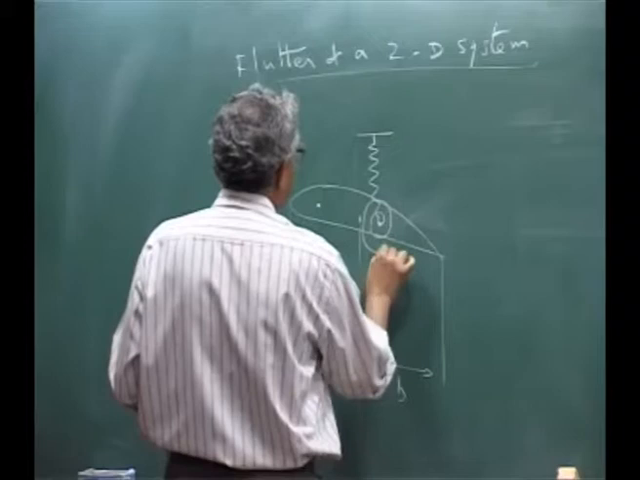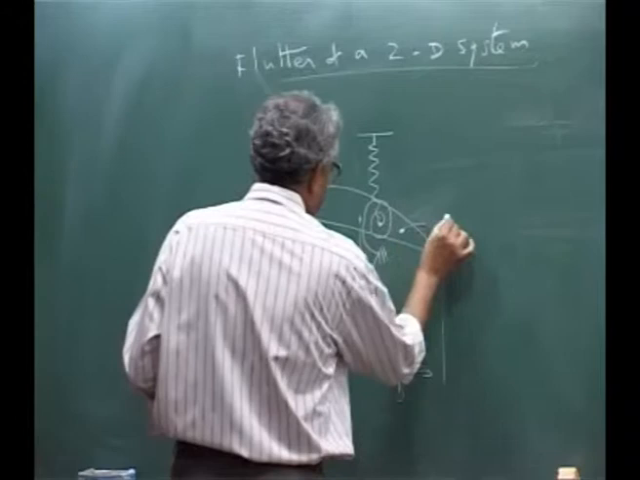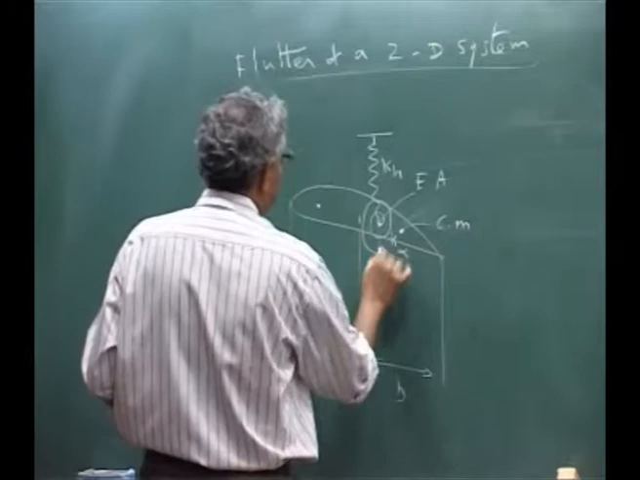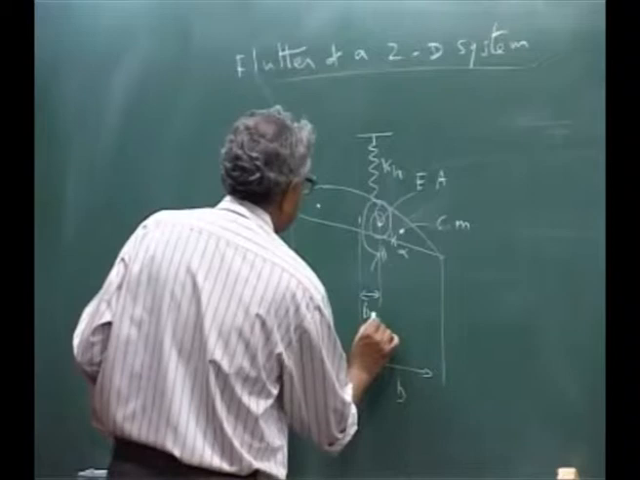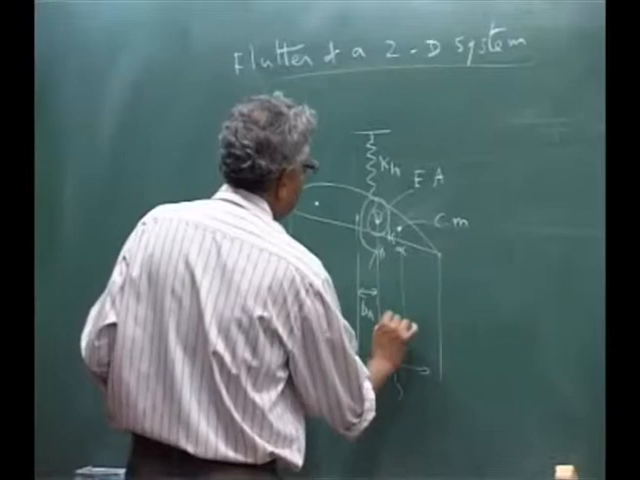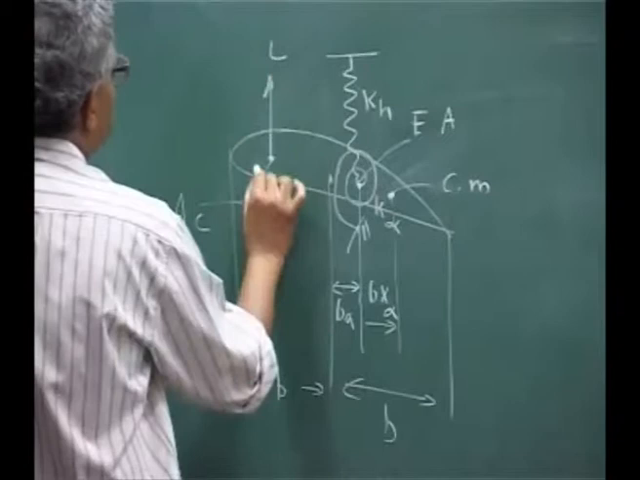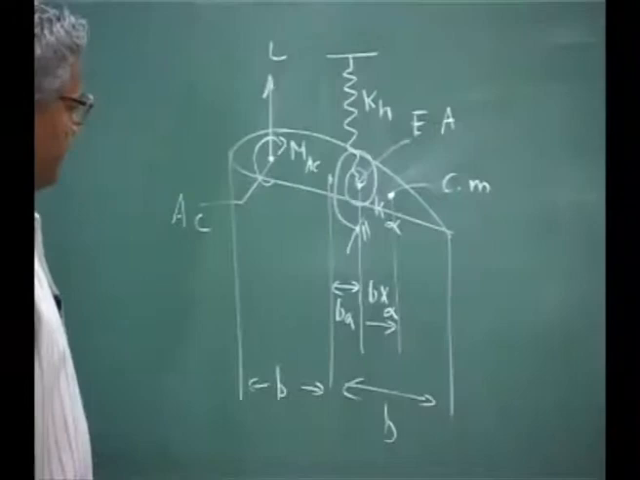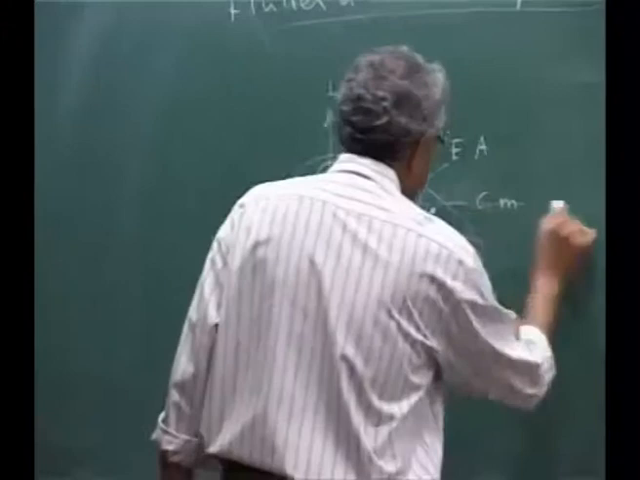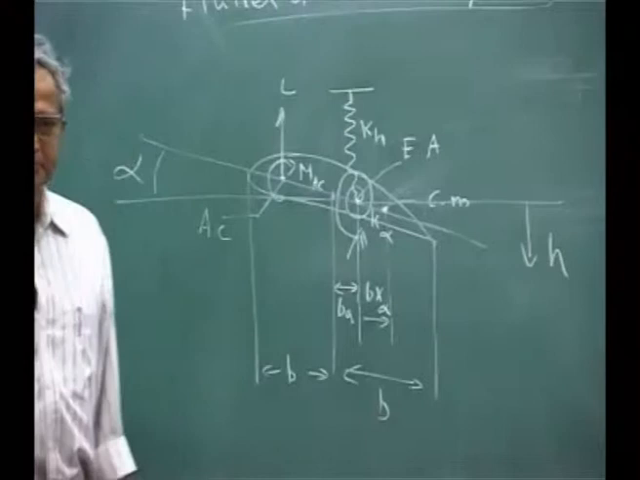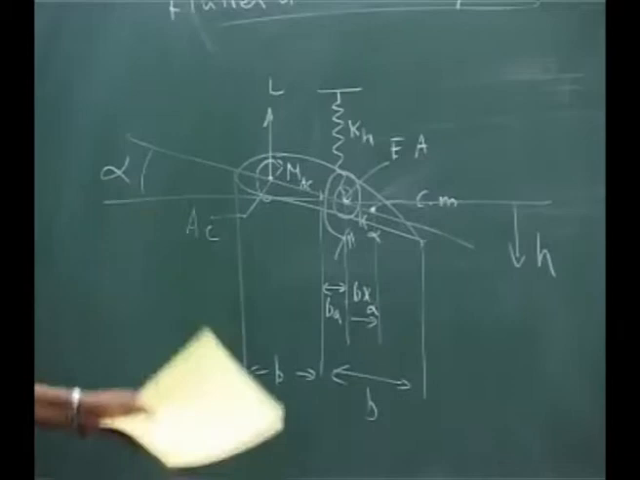You have your center of mass, this is the elastic axis, this is kh, this is k alpha, and you have this distance ba, and this distance bx alpha, and this is the aerodynamic center. And you have lift, and you have an aerodynamic moment. Okay. Your degrees of freedom are 2, this is h and this is alpha. Okay. h is the downward displacement, and nose up is alpha.